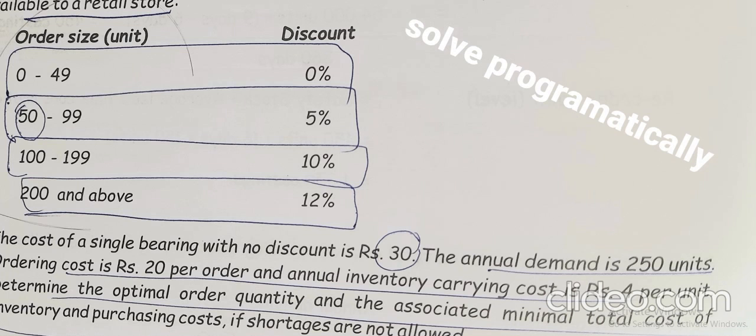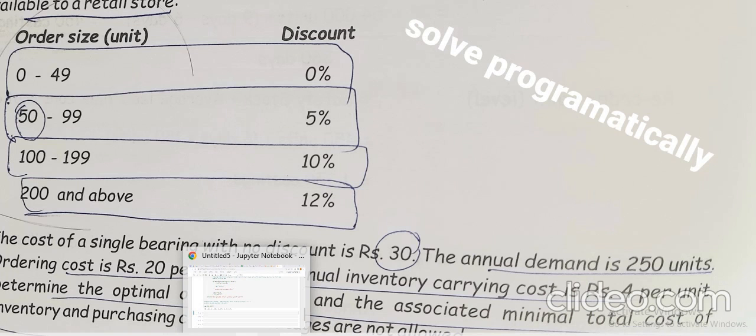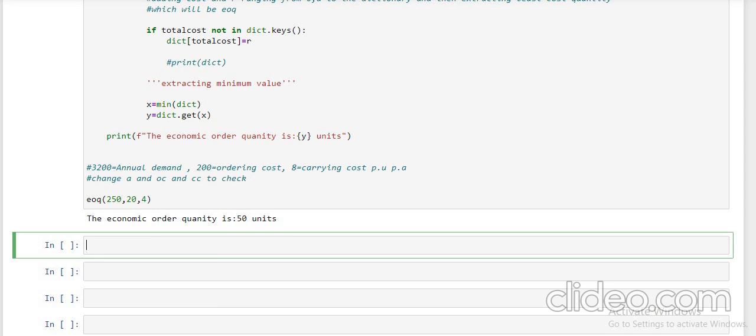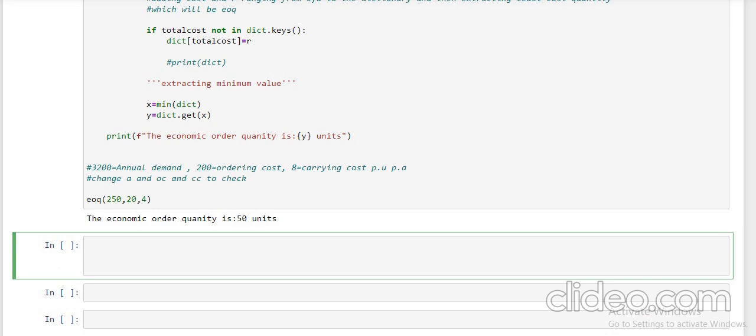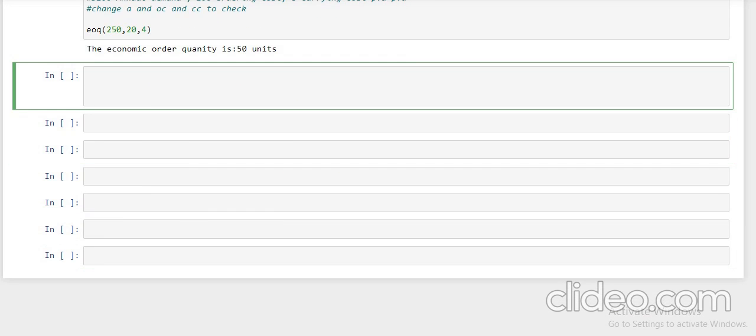Okay, so now in this video let's write code using this information. To find cost, we need three things, right? Purchase cost, ordering cost, carrying cost. So what I am going to do is first write the equation for cost. So cost will be what? Purchasing cost plus ordering cost plus carrying cost.